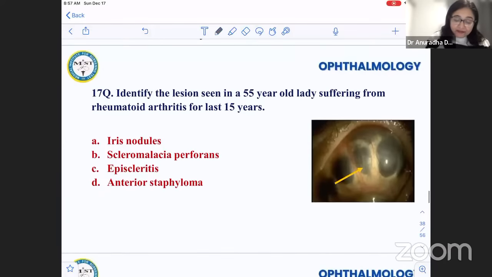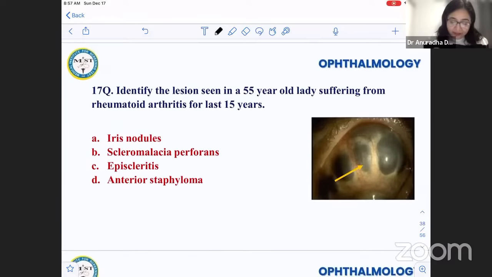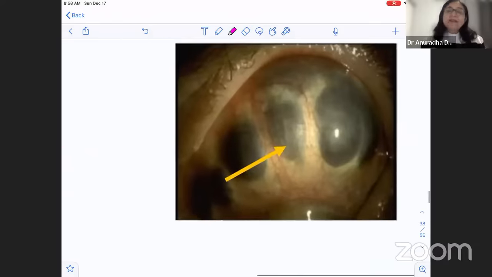Identify the lesions seen in a 50-year-old lady suffering from rheumatoid arthritis for the last 15 years. So nearly a spot diagnosis question with the history given. Okay. So I always tell you, where there is rheumatoid arthritis in the eye, think about some scleral inflammation. Okay. So in the eye, rheumatoid arthritis, scleral inflammation is what you should keep in mind. Okay. So now they have also given you an image to assist you.